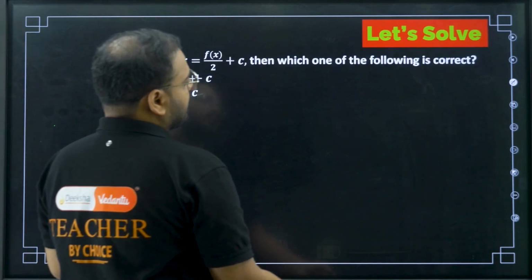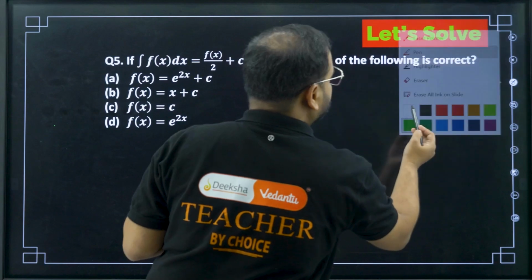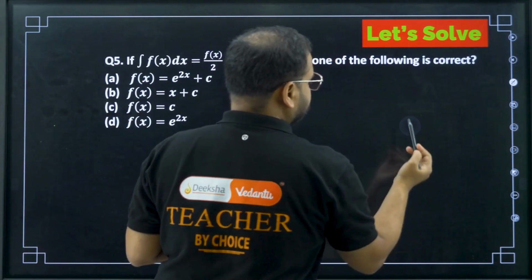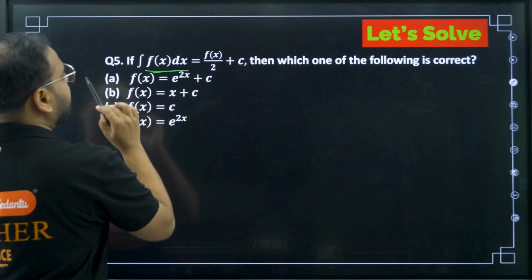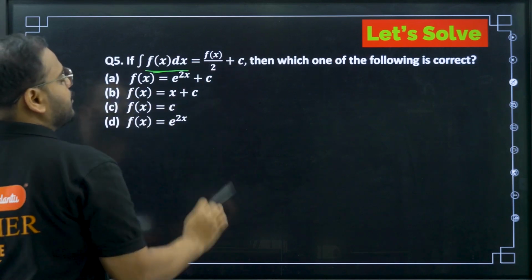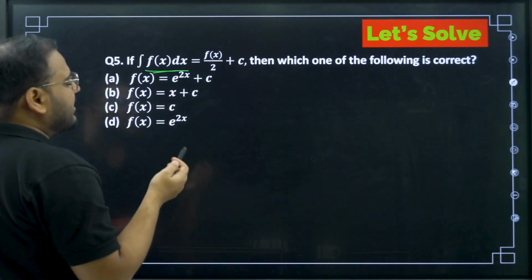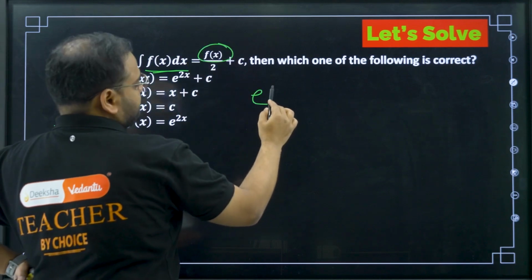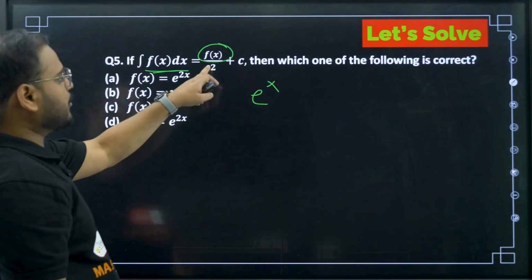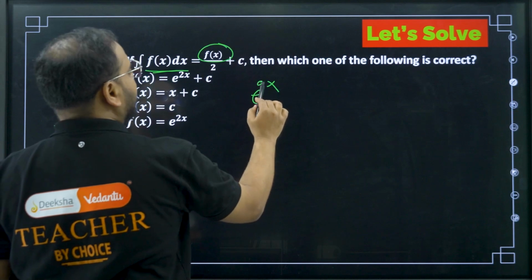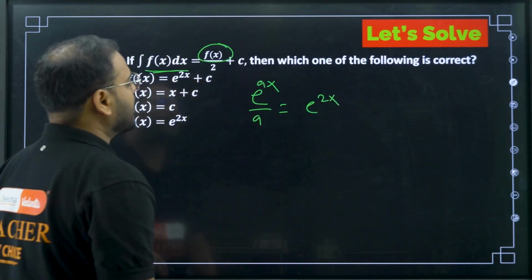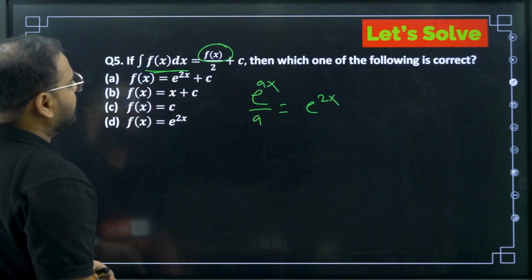Let's move on to the next question. This problem says the integration of f(x) dx is given as f(x) by 2. Whenever the integration is the same as the function, it will be an exponential function. But if it is divided by 2, I should have a 2 here. It means I should have e power 2x as f(x).